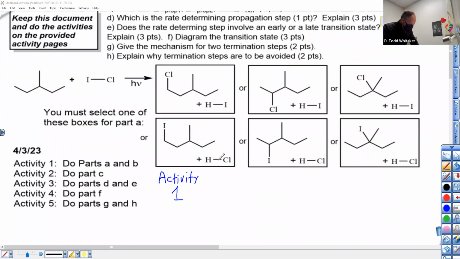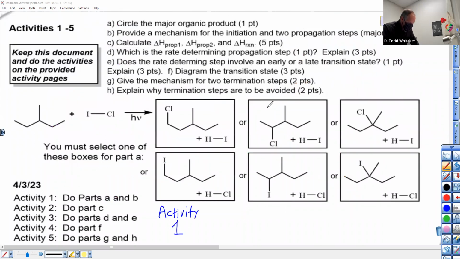Okay. So activity 1, we're going to do parts A and B only and circle the major product. You've got 3 questions to answer before you can even circle A. They have to be done in order. Question 1: Which HX happens fastest?